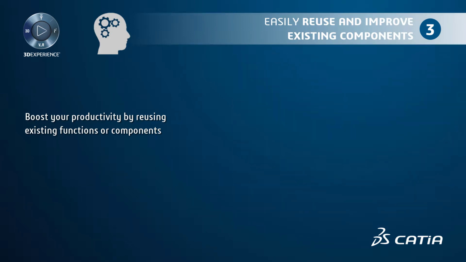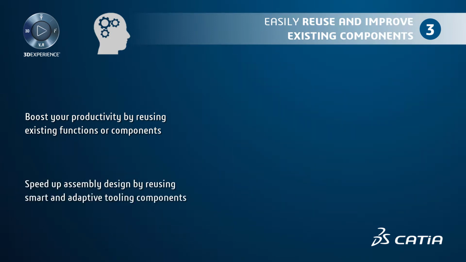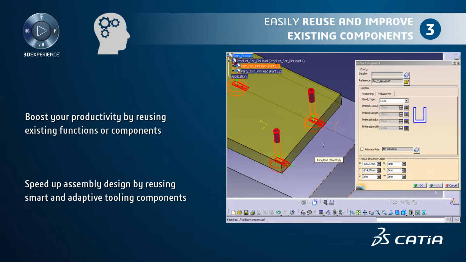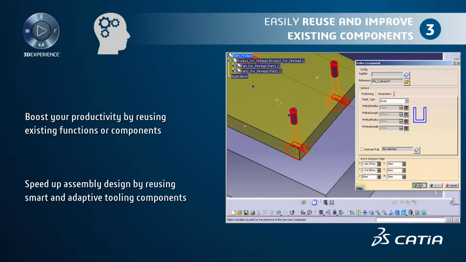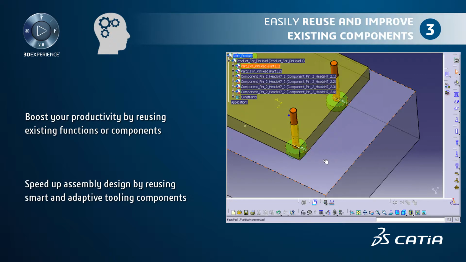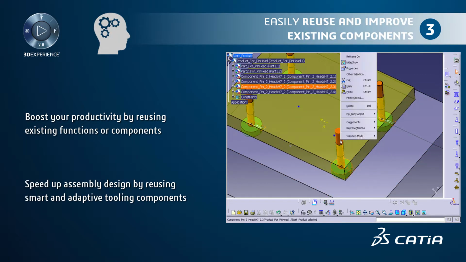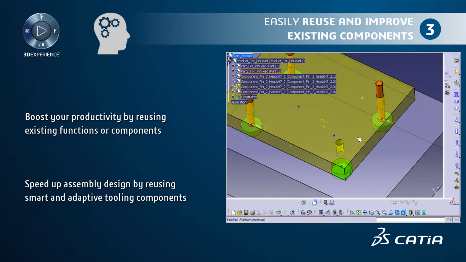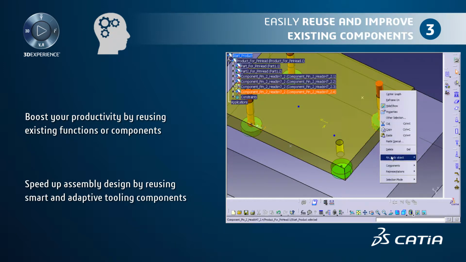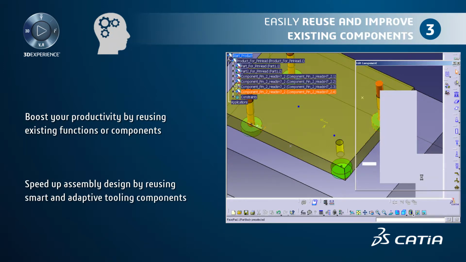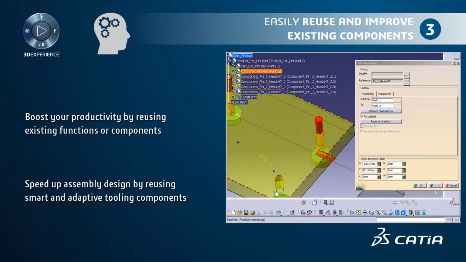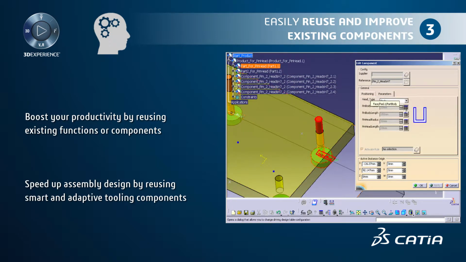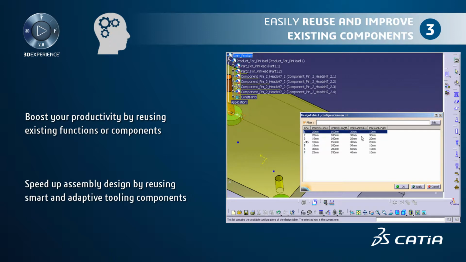For tooling capabilities, you can speed up assembly design by reusing smart and adaptive tooling components. You can also retrieve and manage the associated impacts at the assembly level. Using the Tooling Design workbench, you're able to insert components embedding company know-how. These components can be inserted in any structure. They can be selected in catalogs or anywhere on a disk.